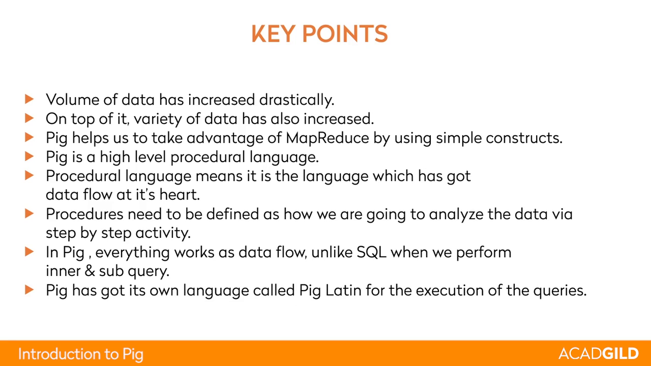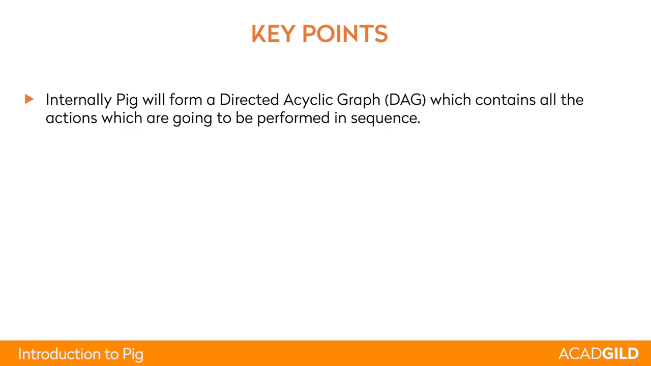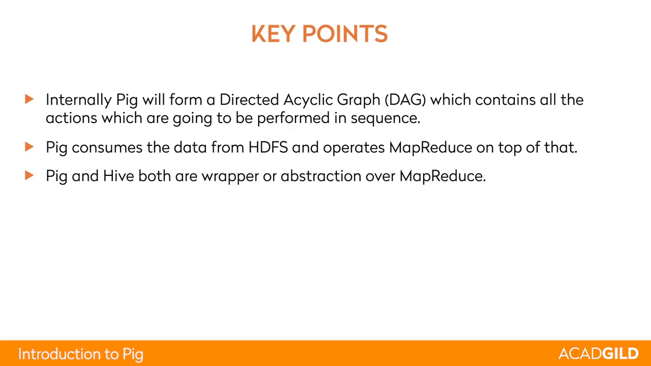Pig has got its own language called Pig Latin for the execution of the queries. Internally, Pig will form a directed acyclic graph which will contain all the actions which are going to be performed in the sequence. Moreover, whatever you write, it will consume the data from Hadoop Distributed File System, and it will operate MapReduce on top of that. If you know something about Hive, you will see this as a similarity, like Pig and Hive both are basically wrapper or abstraction over MapReduce.